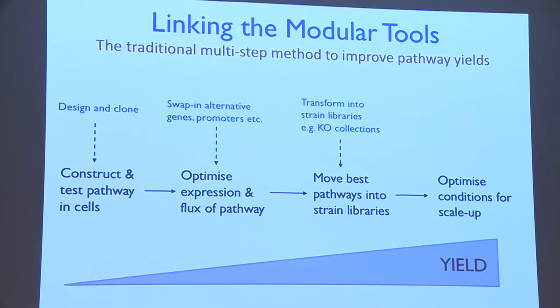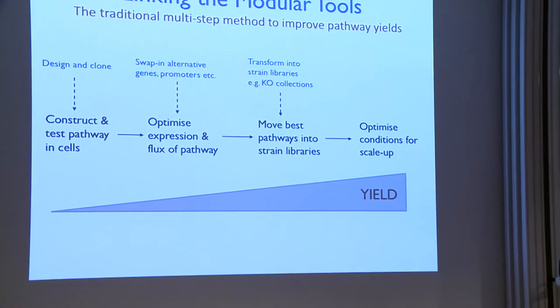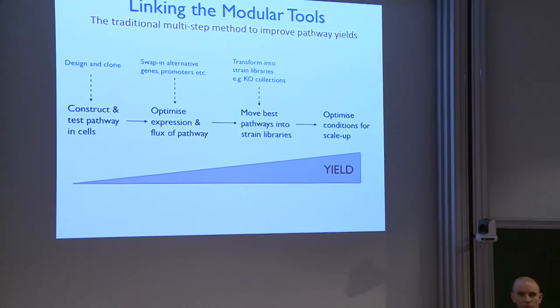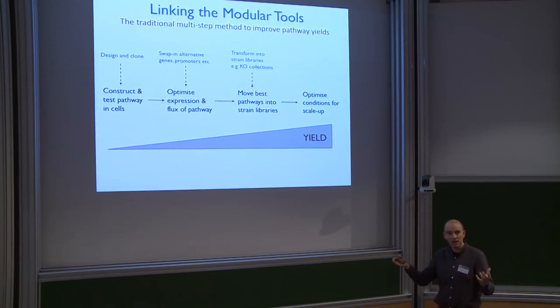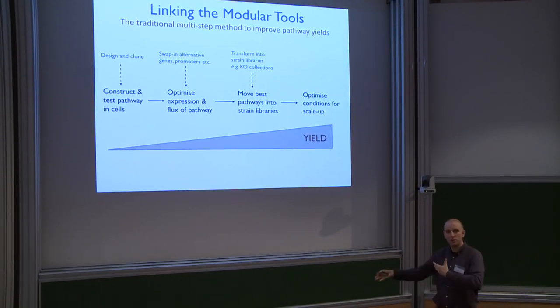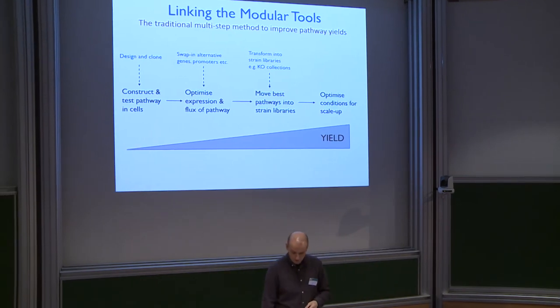You'll then probably take your best winners out of that, and now move them into lots of different strain backgrounds. So you might do lots of different strains that people have worked with before that show good yields in industry, or you might put them into knockout collections because it may be that certain genes, when knocked out, will help improve your pathway. And then finally, probably the one that in industry really matters is optimizing the growth conditions for scale up.